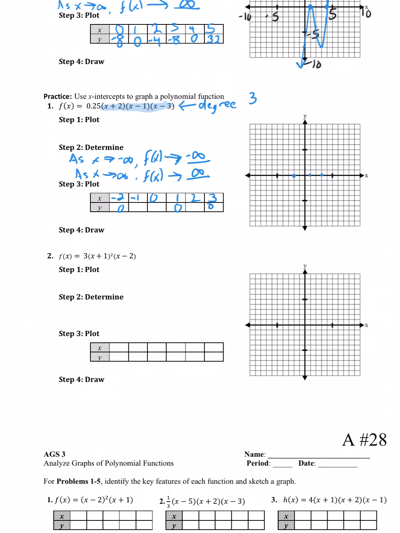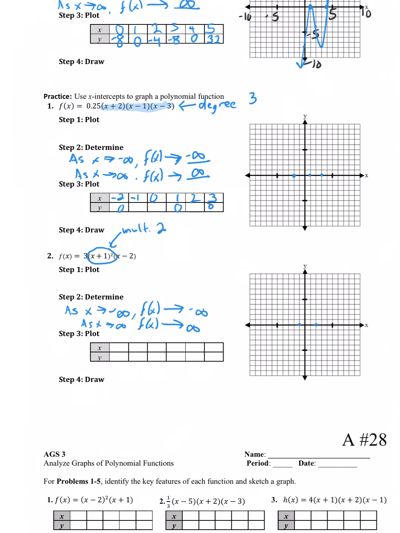Problem number 2 is odd degree. We have an x plus 1 quantity squared, so this one's going to be multiplicity 2. And then an x minus 2. So I'll do x plus 1, x minus 2. There's our zeros. End behavior, degree 3 again. So end behavior is going to be the same thing, whereas x goes to the left, y goes down. As x goes to the right, y goes up.